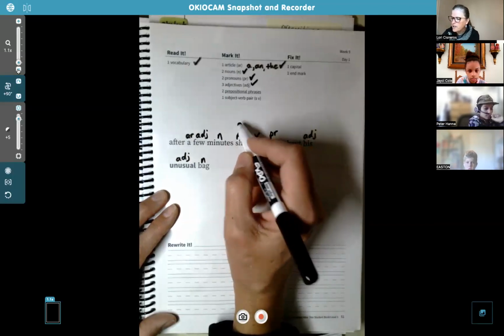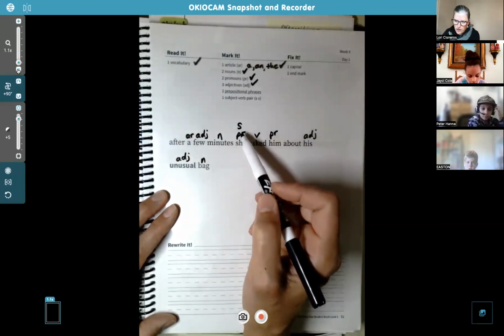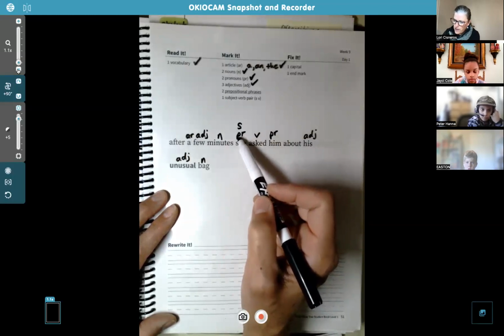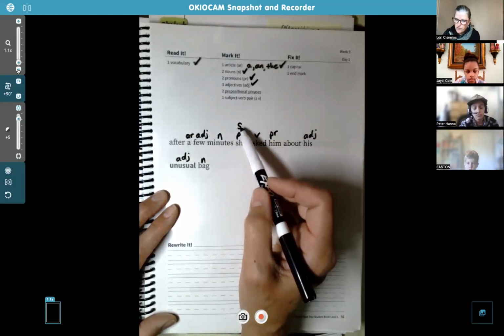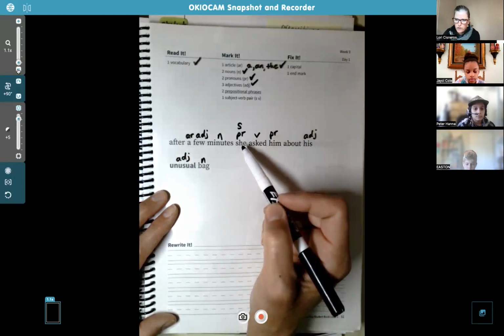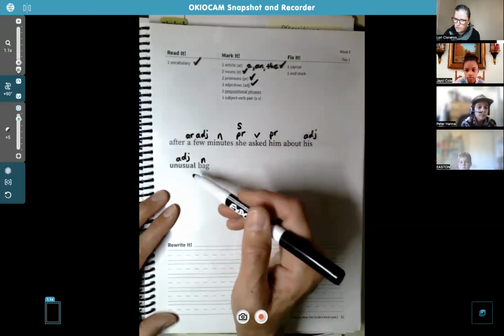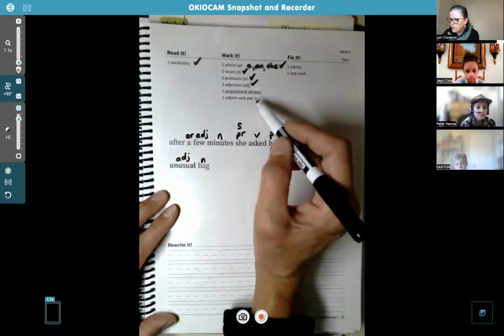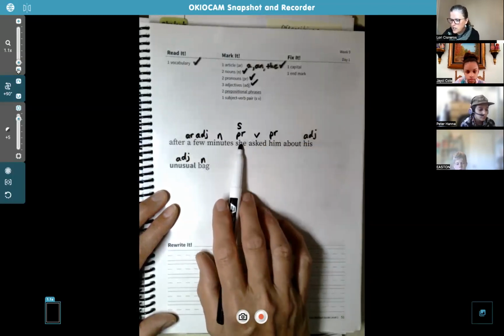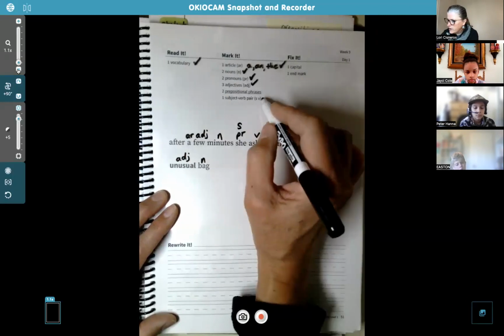So this is the only time you mark something twice because we have PR for pronoun, but we also have S for subject. And that's the only time you have two labels on something. All the rest of the time is just one label on here. Good. So that is the subject pair, she asked. So put a check mark by that.